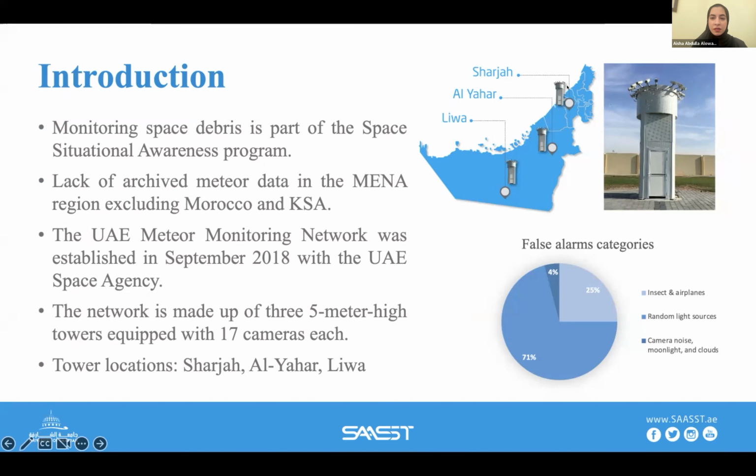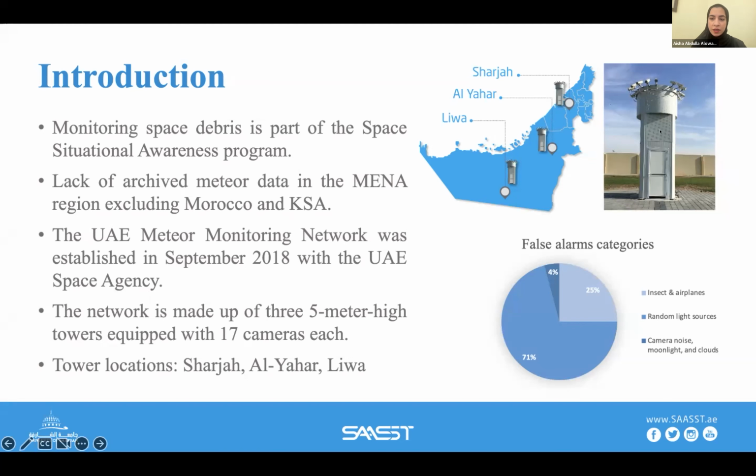As we can see here in the map, the network consists of 3 towers. One is located in Sharjah, in the Academy's premise. This is in a heavily light polluted area. The second tower is in Al-Yahar. The third one is in Liwa. Each tower is 5 meters high and is equipped with 17 cameras. It's a mixture of 6 and 8 lenses, as well as a fisheye lens.